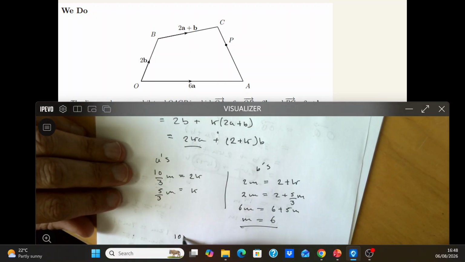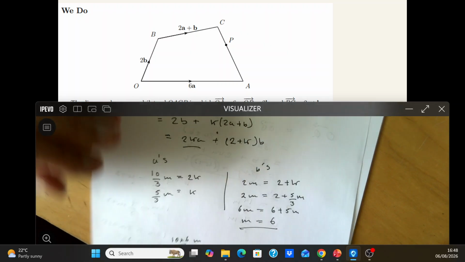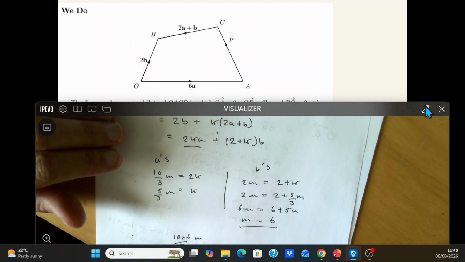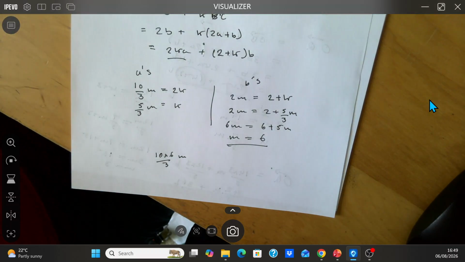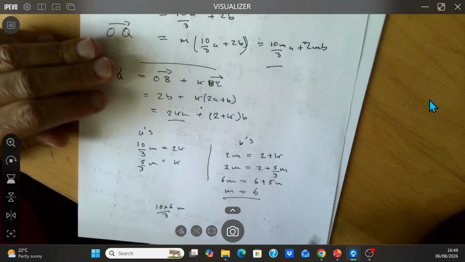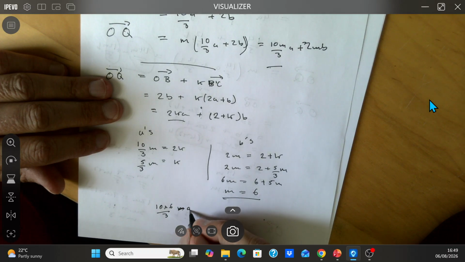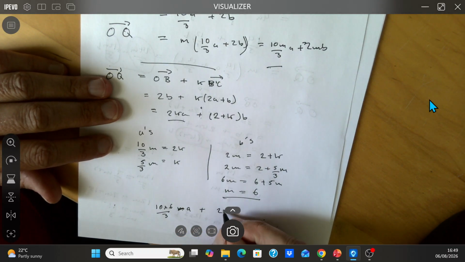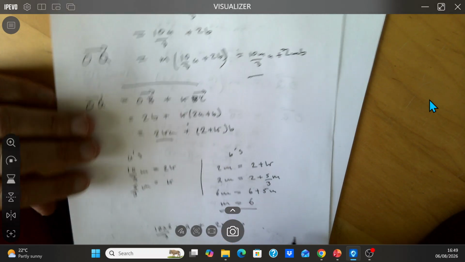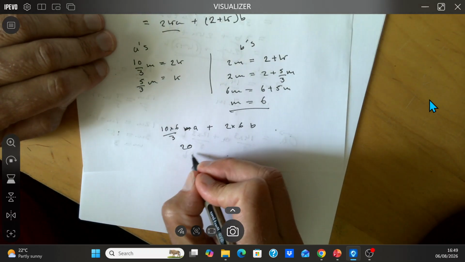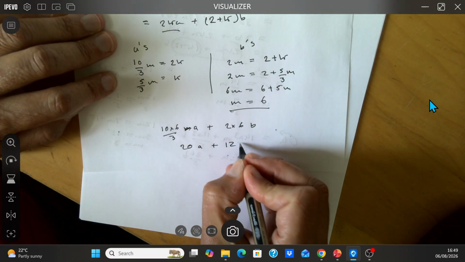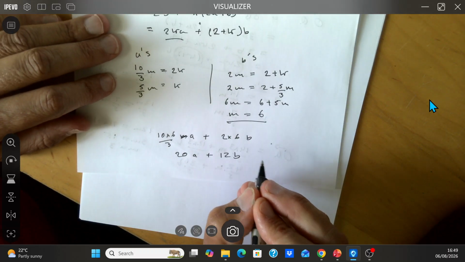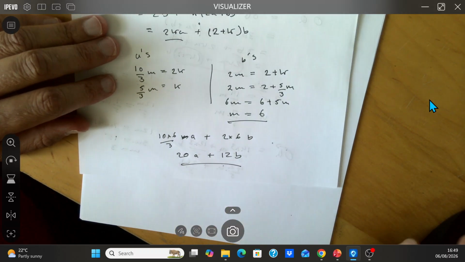So you've got 10 times 6 over 3M, let's make this bigger so you can see it, sorry, not M's, A, plus 2 times 6B, which gives you 20A plus 12B. They are brilliant.